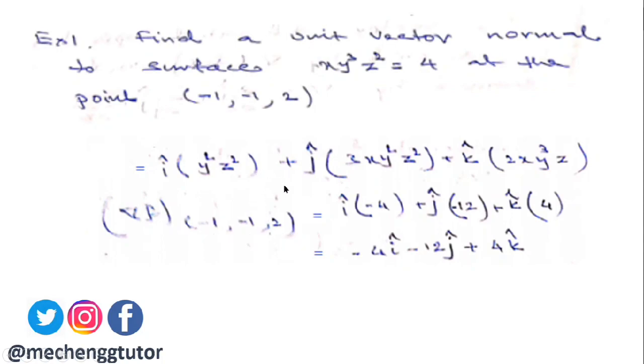For that we have to calculate this del f, the normal vector, at the given point (-1, -1, 2). So in x, y, z substitute -1, -1, 2. We get -4, -12, plus 4. Simplifying this, we get -4i - 12j + 4k. This is the normal vector to the given surface at the given point.